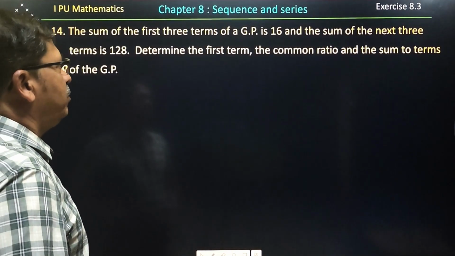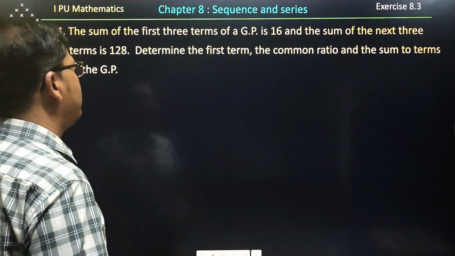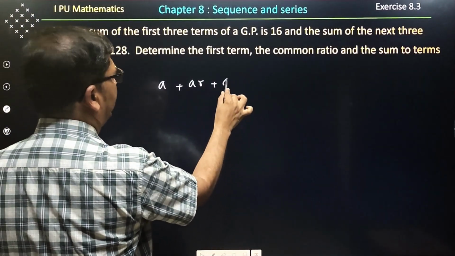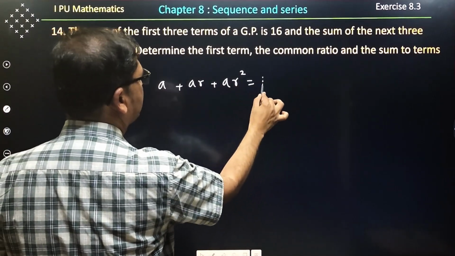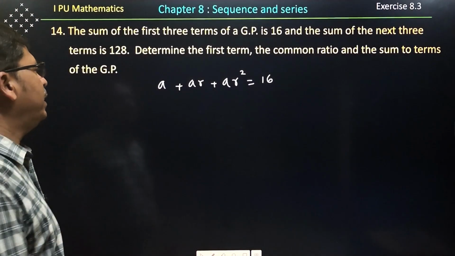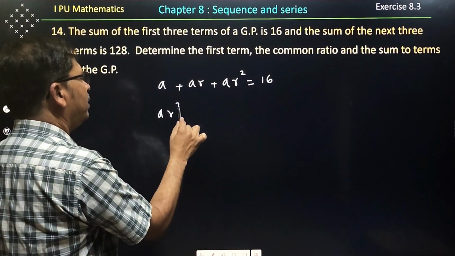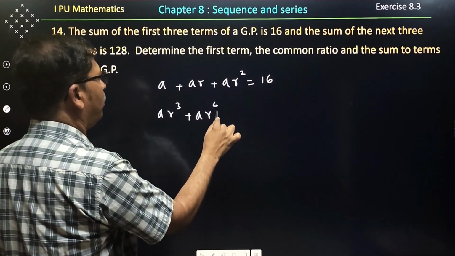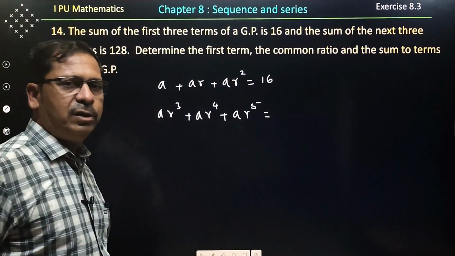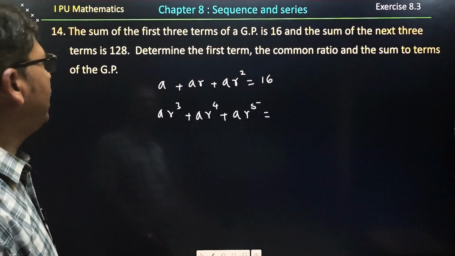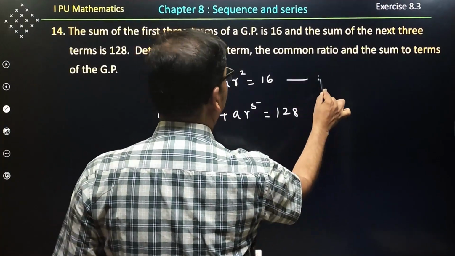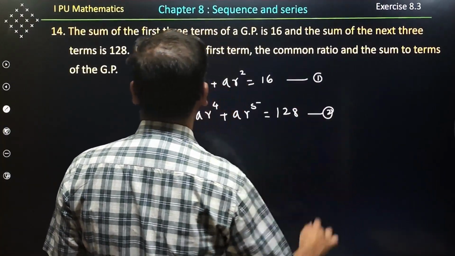The sum of first 3 terms of a GP, first 3 terms, you write a plus ar plus ar square. The sum of first 3 terms is 16. The sum of next 3 terms is 128. That means ar to the power 3, ar to the power 4 plus ar to the power 5. So this is the sum of next 3 terms. This sum is given to be how much? 128. Write 128 here. Call this as equation number 1. This one as equation number 2.